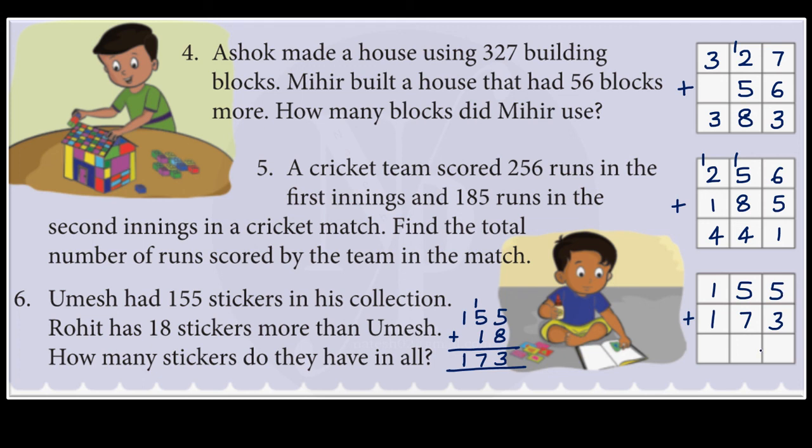So 5 plus 3 is 8. 5 plus 7 is 12. 2 is written here. 1 is carried forward to the hundreds place. 1 plus 1 plus 1 is 3. So therefore, total number of stickers both Umesh and Rohit have is 328.